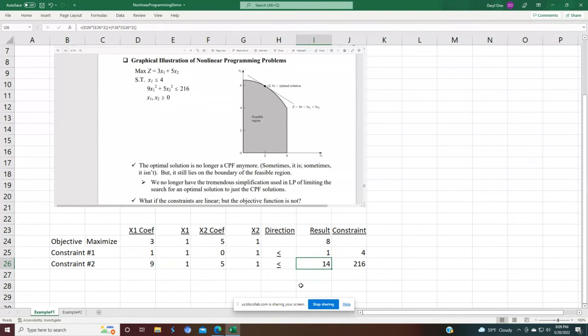So it looks like the equation in cell I26 is correct. And remember that the upper value for constraint number 2 is 216. That's just given to us in the formulation.